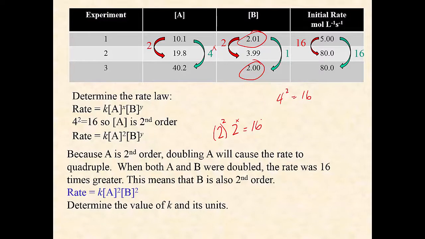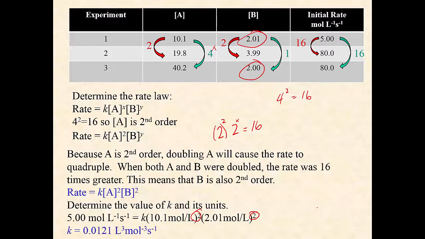So the rate law then would be K, A to the second, B to the second. Now to figure out the K, I'm just going to pick trial 1 again. You're going to plug in your values. And this time, and this is really, really important when you do your math, don't forget to look at the exponents. It's really easy to forget that you had to square that. And then you're going to divide to figure out K.